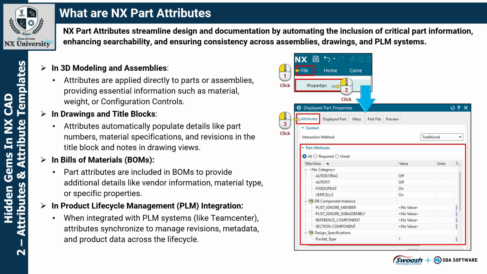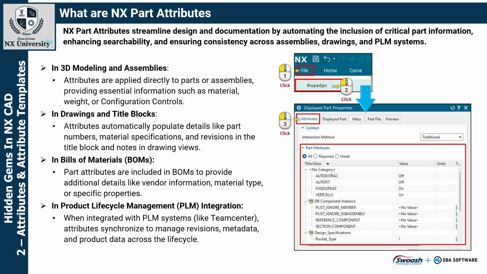In 3D modeling and assemblies, attributes are applied directly to parts or assemblies, providing essential information such as material, weight, or configuration controls. Inside drawings and title blocks, attributes automatically populate details like part numbers, material specifications, and revisions in the title block and notes inside drawing views.